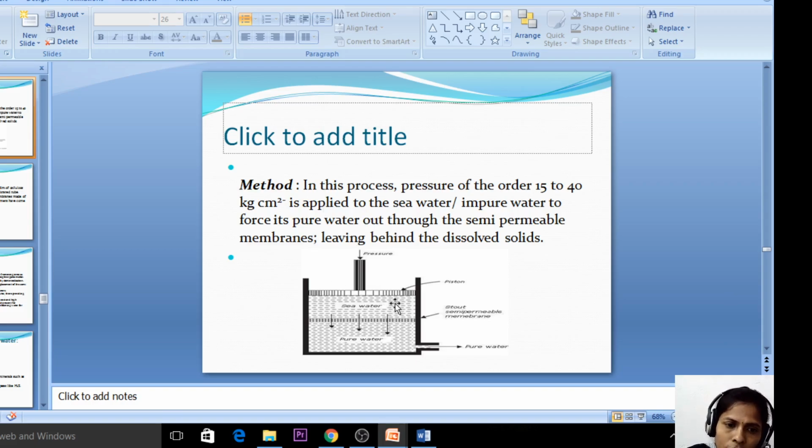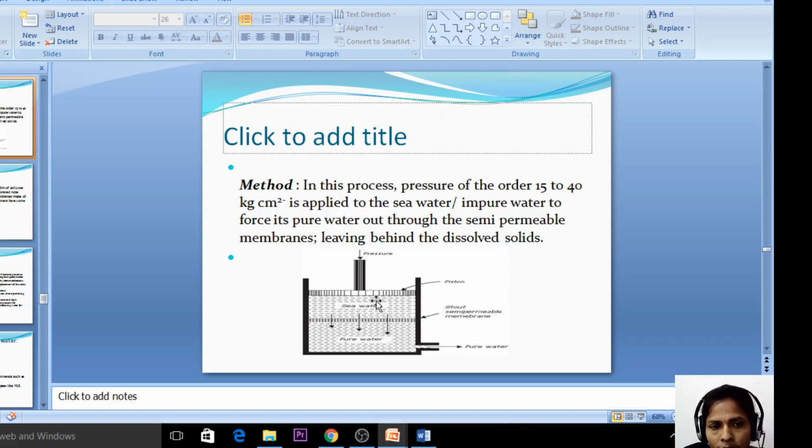So what is the seawater here? Seawater is nothing but the pure water and the contaminants. So when we are applying around 15 to 40 kg per centimeter square pressure on the seawater, it is having the solute and solvent. What is the solute here? Solute is a contaminant and the solvent is the pure water.